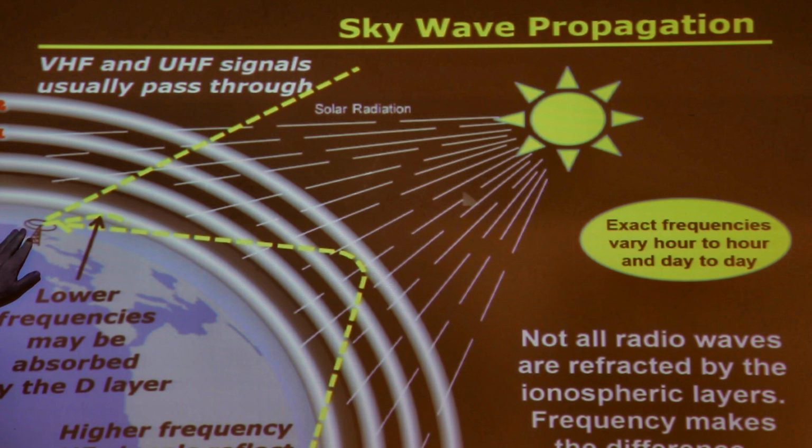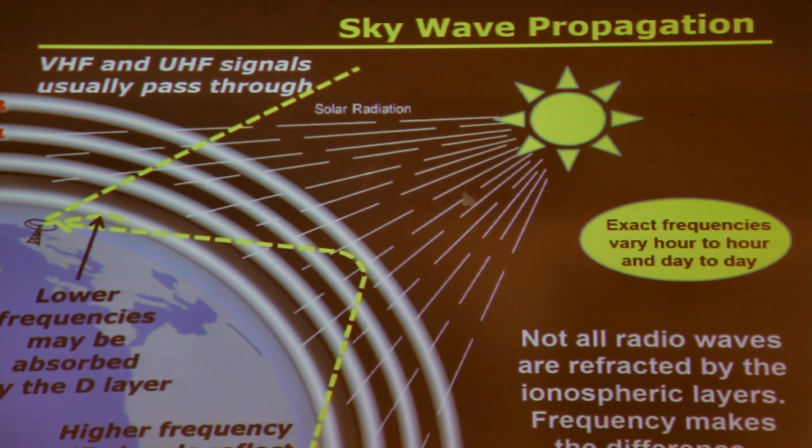Some frequencies will typically go right through the ionosphere. UHF and VHF will go right through, which is good, because that's what we run our satellites on. Amateur radio satellites are usually on UHF and VHF frequencies. They would be totally ineffective if they were blocked by the four layers here, the D, E, F1, and F2 layers. So that's good.